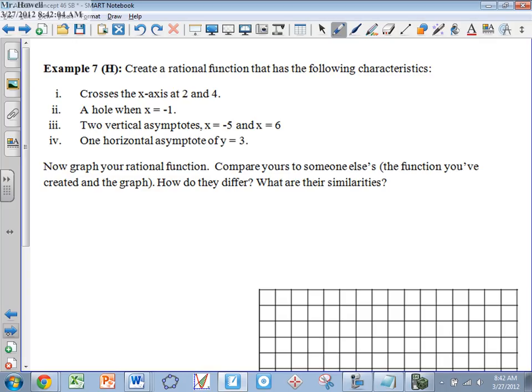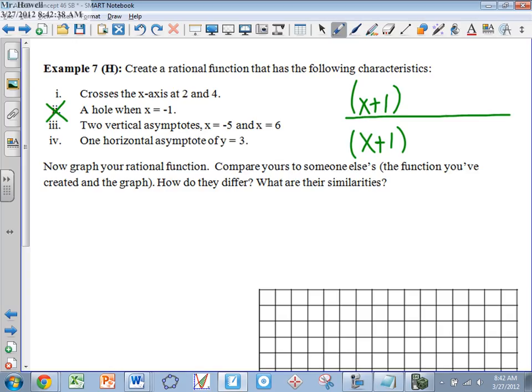Derek. Good. Immediately, if there's a hole at x equals negative 1, x plus 1 is in the top and the bottom. Because that's what creates the hole. So start by putting a fraction line, and let's start by putting x plus 1, x plus 1. That takes care of criteria 2. And I'm only doing that because to me that's the easiest one first. Because a hole means it's in both top and bottom. And how would you get negative 1? By having plus 1.